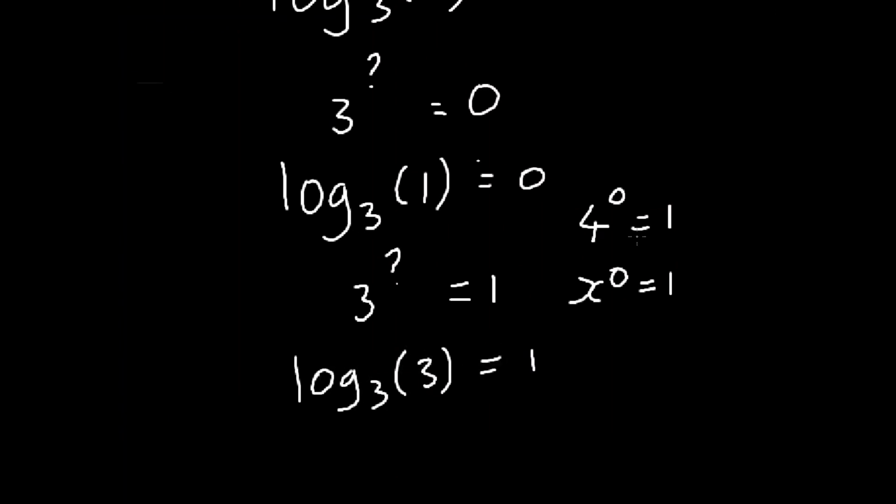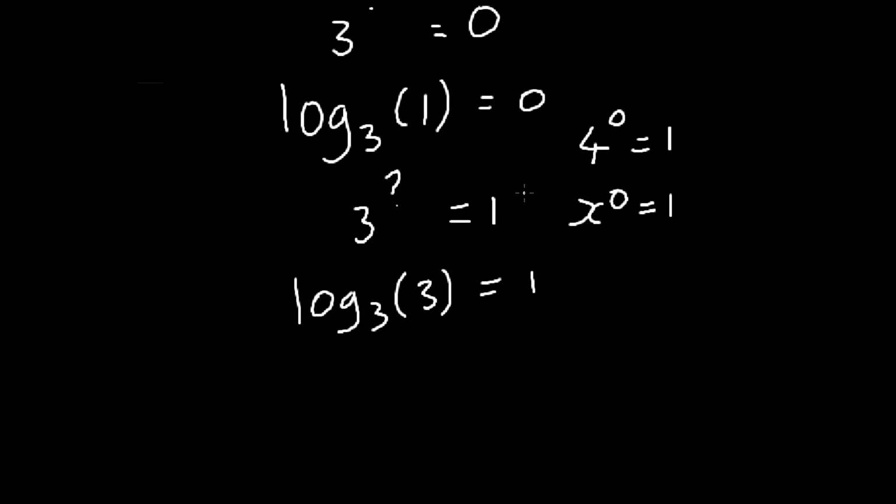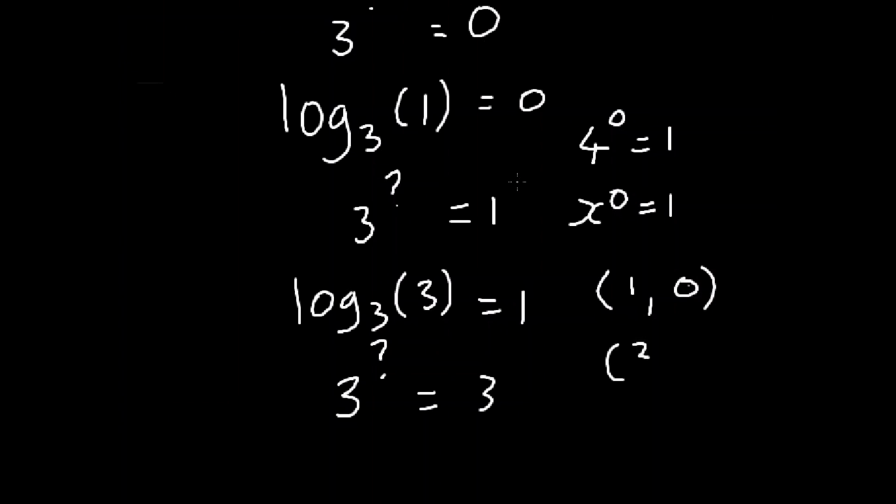Well, in this case, if we put it in here, we say 3 to the power of something is equal to 3. That means it has to be to the power of 1. So this is equal to 1. So we have a couple of points that we can plot: the point (1, 0) and the point (3, 1). That should be good enough for this.